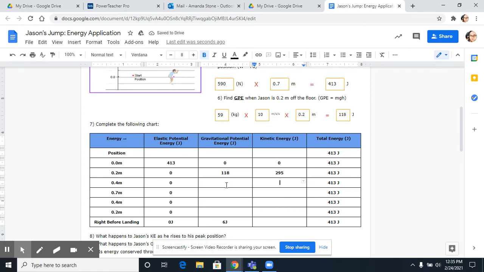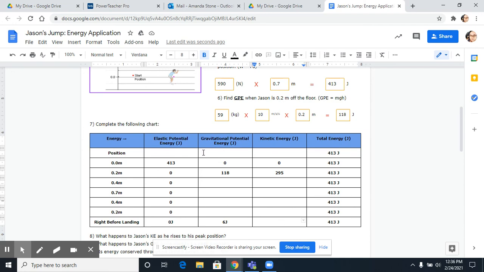So then we can take this next part and calculate the GPE just like we did for this one and find the answer for this. And then when we subtract that from the total, we can figure out what the kinetic energy is. Because we don't have speed, we can't use the kinetic energy equation, but we can still figure it out because of the law of conservation. And we will do that for each one of these sections. And then we also want to do that for just before he lands and hits the ground.